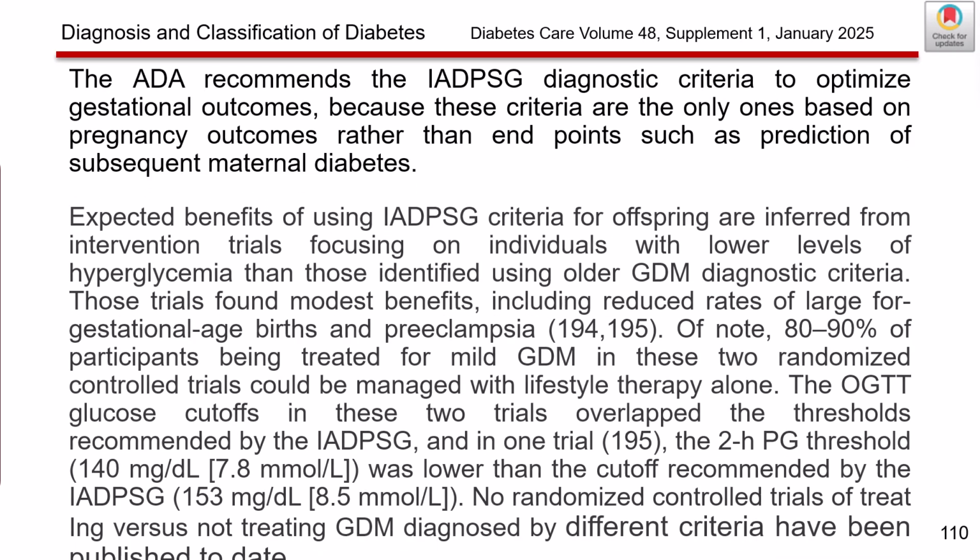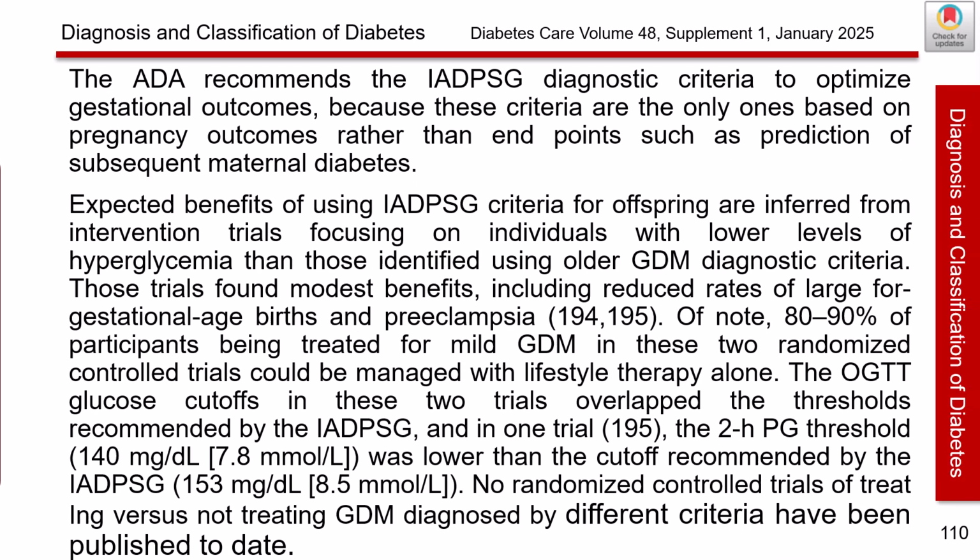The American Diabetes Association recommends the International Association of Diabetes and Pregnancy Study Groups diagnostic criteria to optimize gestational outcomes, because these criteria are the only ones based on pregnancy outcomes rather than endpoints such as prediction of subsequent maternal diabetes. Expected benefits of using International Association of Diabetes and Pregnancy Study Groups criteria for offspring are inferred from intervention trials focusing on individuals with lower levels of hyperglycemia than those identified using older gestational diabetes mellitus diagnostic criteria.